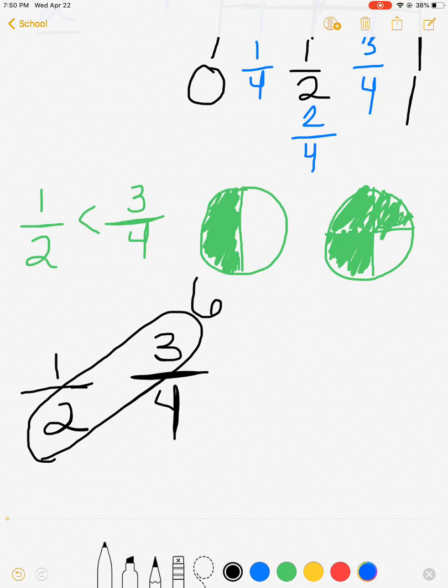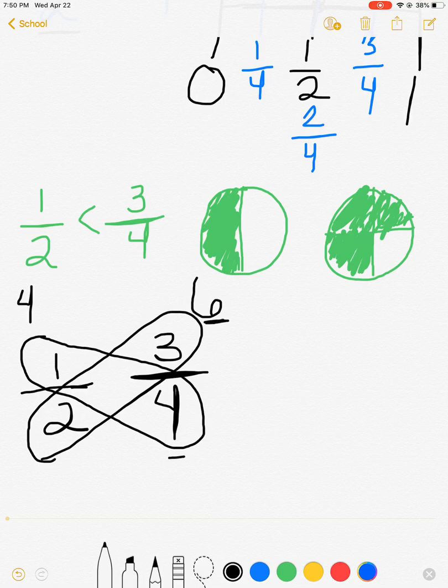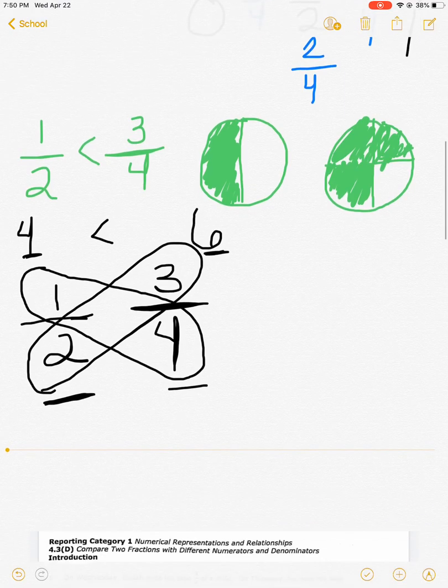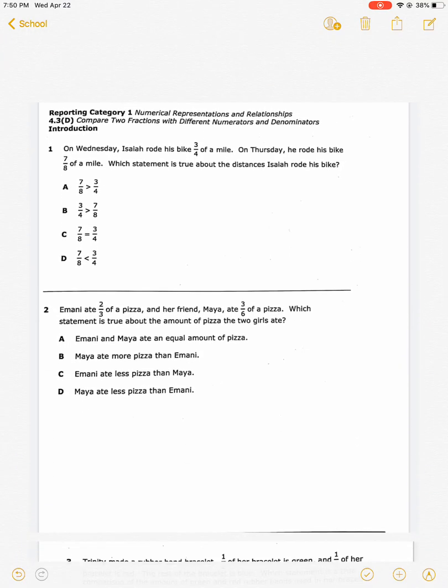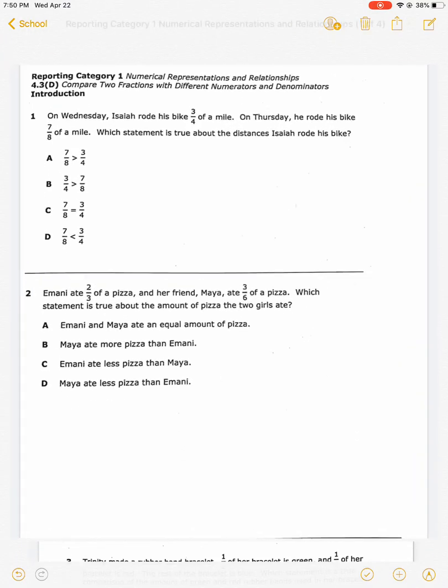Now we do the same thing. 4 times 1 is 4. So 6 represents the fraction 3/4. 4 represents the fraction 1/2. Now we can compare these values. And we know that 4 is less than 6, so 1/2 is still less than 3/4. Now let's look at our activity for today. And let's do a few together.